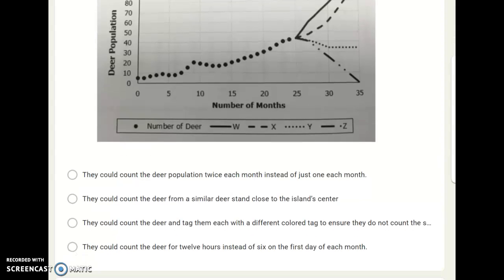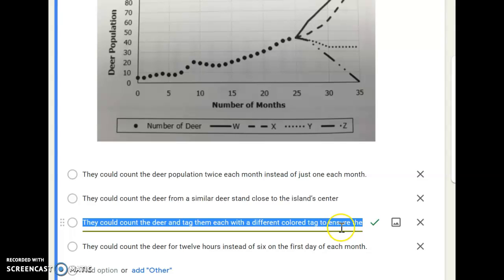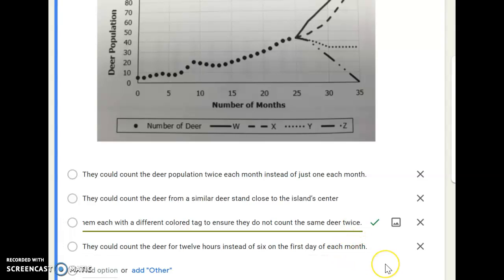Choice 1. They could count the deer population twice each month instead of just once each month. Choice 2. They could count the deer from a similar deer stand close to the island's center. Choice 3. They could count the deer and tag them each with different colored tags to ensure they did not count the same deer twice. Choice 4. They could count the deer for 12 hours instead of 6 on the first day of each month.